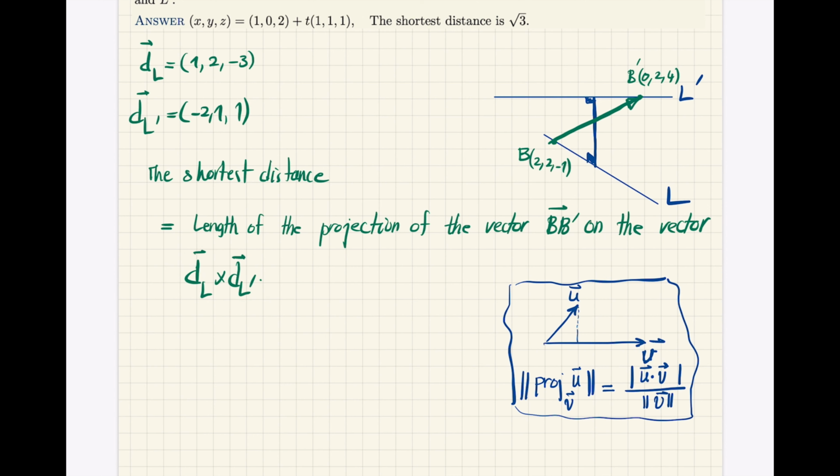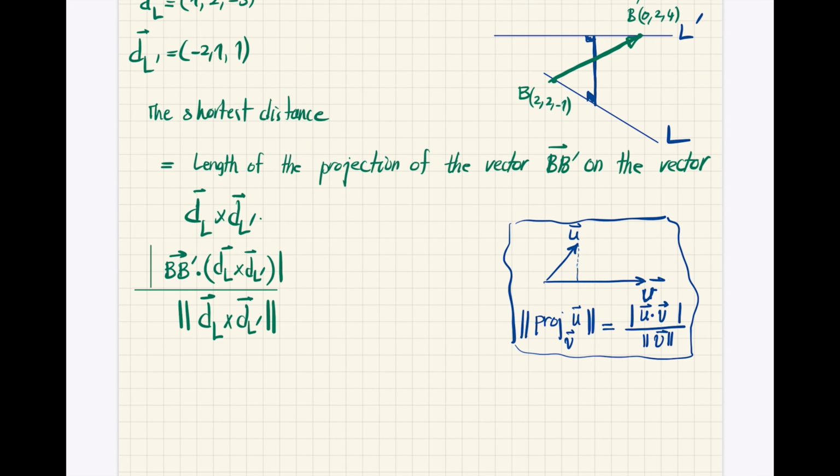So the shortest distance according to this formula becomes a fraction whose numerator is the absolute value of this vector BB prime dot that vector DL cross DL prime, and then you divide it by the norm of the vector that you are projecting onto, means the norm of this vector. Okay, but hopefully you see that this is not complicated actually to calculate.